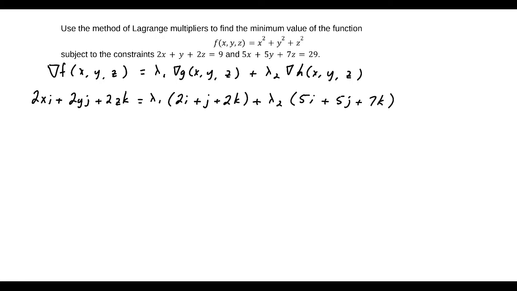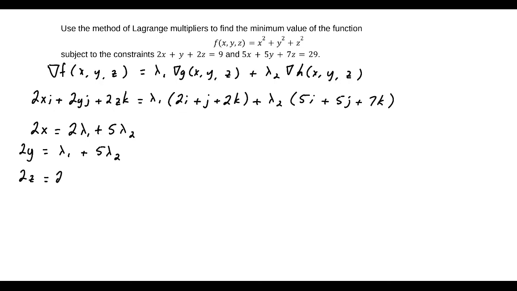Setting our coefficients equal to each other, each of the i term coefficients, each of the j term coefficients, each of the k term coefficients, we have a new system of 2x = 2 lambda 1 + 5 lambda 2, 2y = lambda 1 + 5 lambda 2, and our third equation, 2z = 2 lambda 1 + 7 lambda 2.